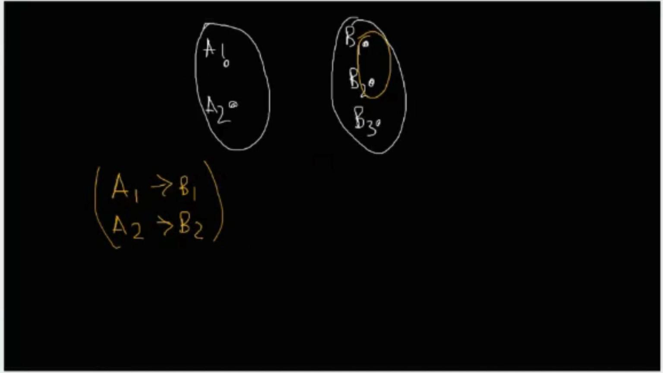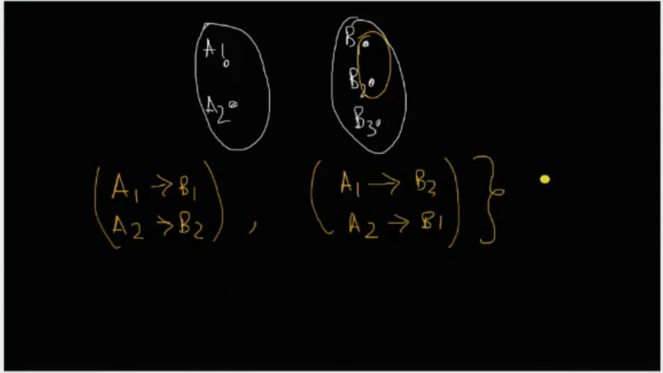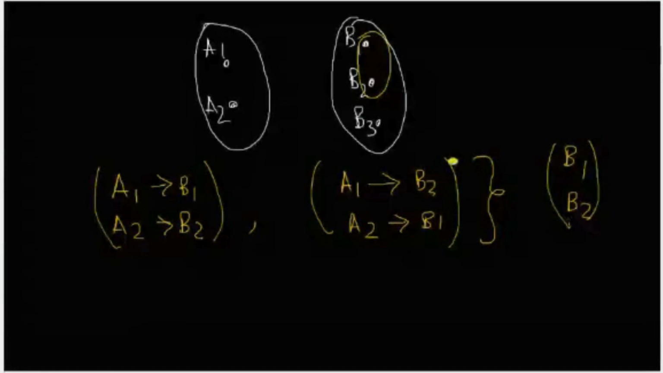We're not concerned about whether it's an onto function, just that we should have a one-one. Now the second case that is possible is A1 goes to B2 and A2 goes to B1. This is the case where I'm selecting B1 and B2 as the elements which will get mapped to. Now this case is exhausted.